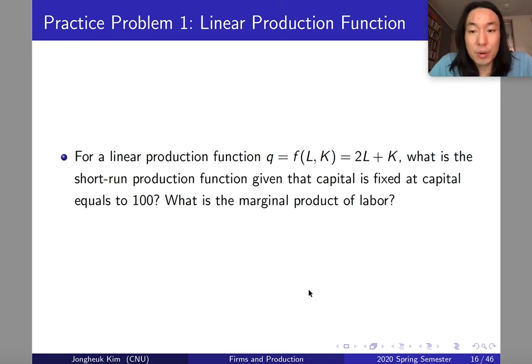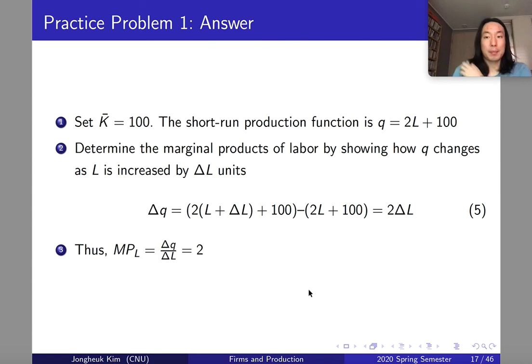The question is, what is the short-run production function, given that the capital is fixed at capital equals 100? So our production function Q is now changed to 2 times L plus 100, as I expect. So what is the marginal product of labor? Which means that you can take the derivative of Q with respect to L if you are familiar with mathematics. But if you are not familiar with calculus, then you can just follow the steps on the next page. The first step, set capital to the constant, 100.